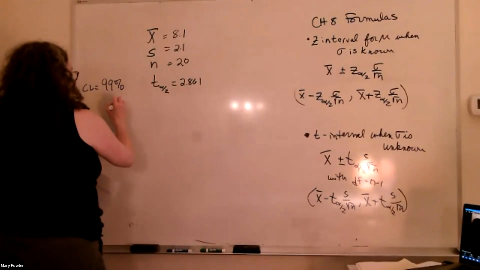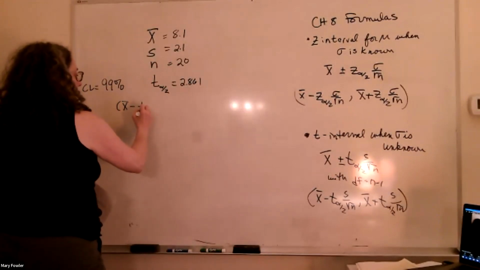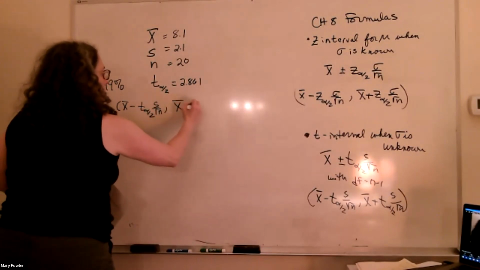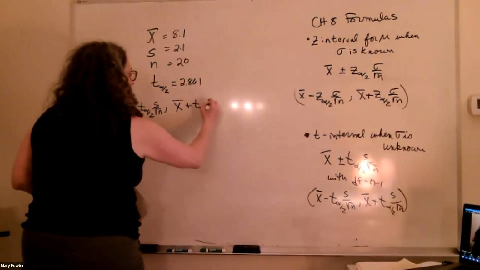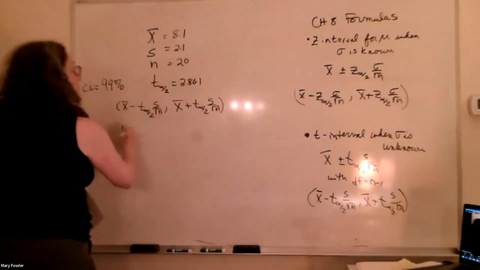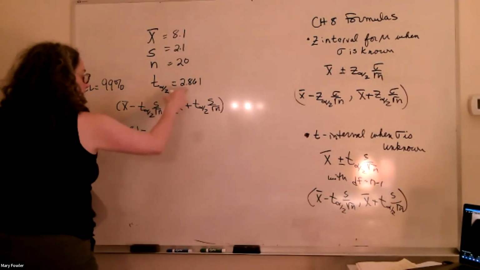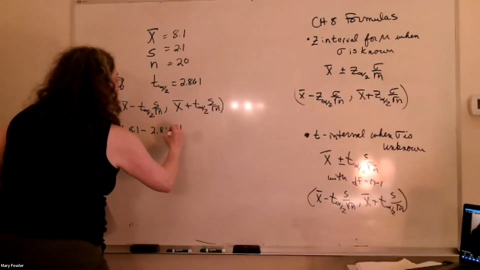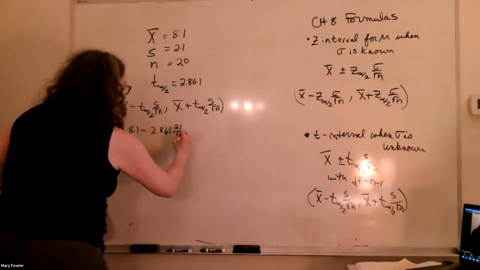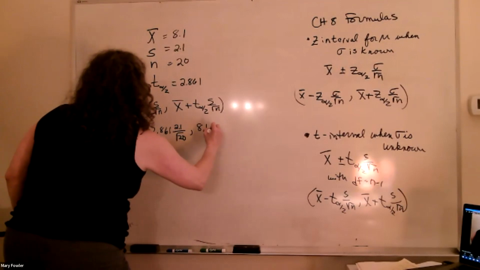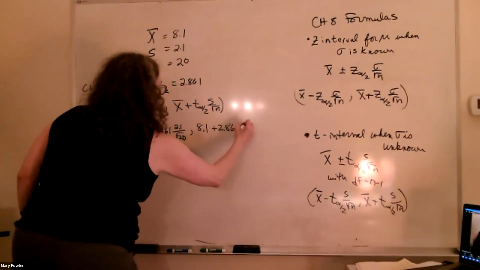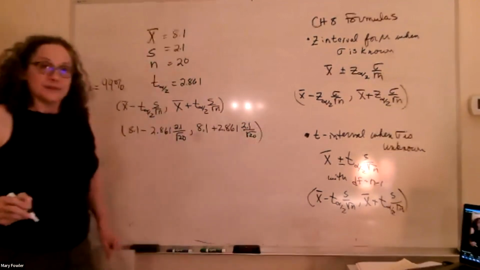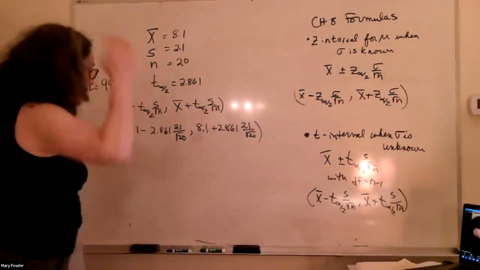So let's go ahead, work with the formula and substitute in. The t formula is x bar minus t sub alpha over 2 times S over the square root of n, to x bar plus t sub alpha over 2 times S over the square root of n. Substituting in: 8.1 minus 2.861 times S, which is 2.1 divided by the square root of 20, and 8.1 plus 2.861 times 2.1 over the square root of 20. Okay, so we're going to solve.